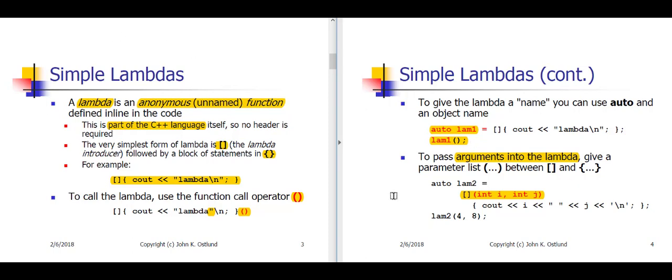Okay, so I first define the lambda, name it lam2, and then here at the bottom of slide 4 is a call of lam2 with 4 and 8 as the 2 int arguments.